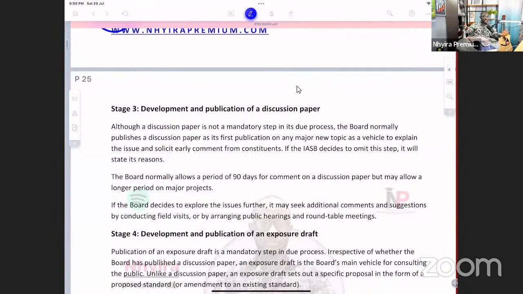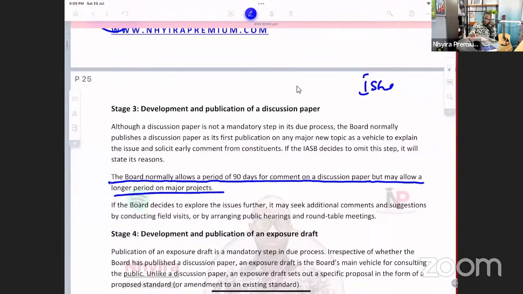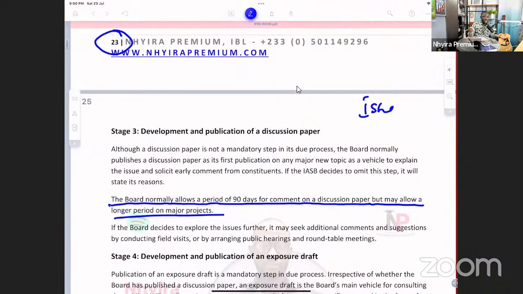Then development and publication of discussion papers. So they will put together what they think the standard should cover or the issue is, to seek public opinion and public discussion. The board normally allows a 90-day period for comments on the discussion paper, but may allow a longer period on a major project. So there is a new standard we are developing or we are updating other standards. They would want to receive comments from industry experts, other accountancy bodies like ACCA, ICAN Nigeria, ICAEW, any other institution, then professionals, professors of various universities and institutions. The ideas they have, they should bring them up.